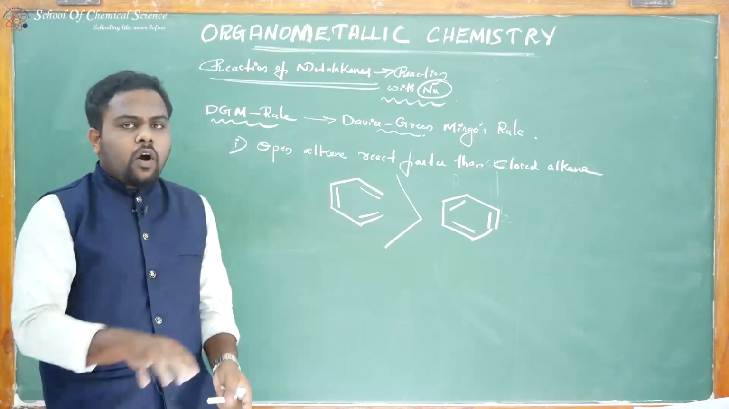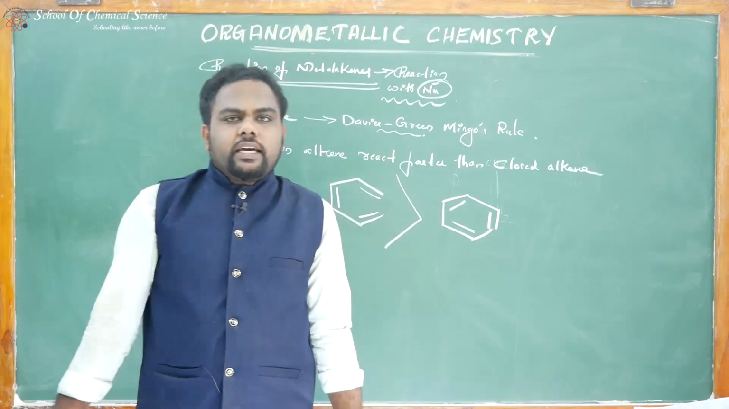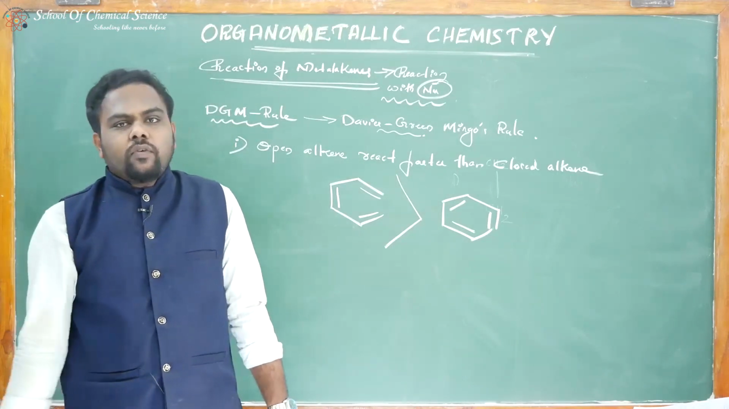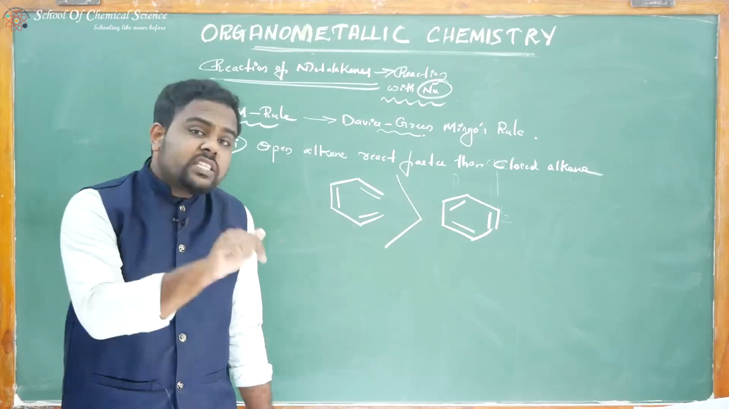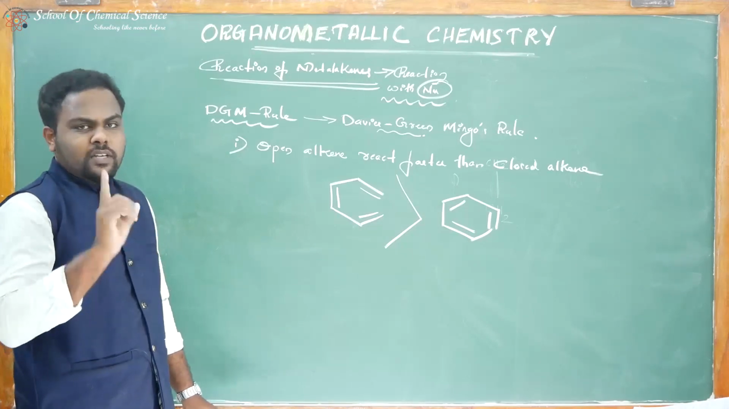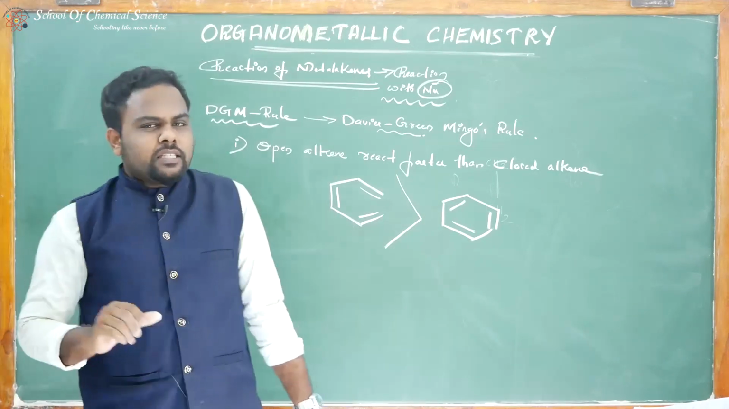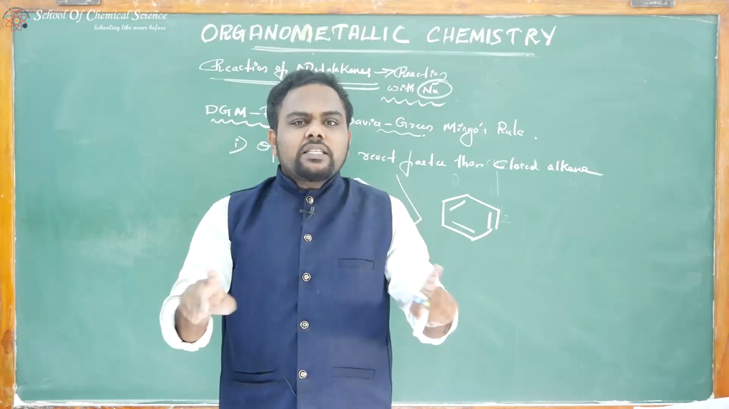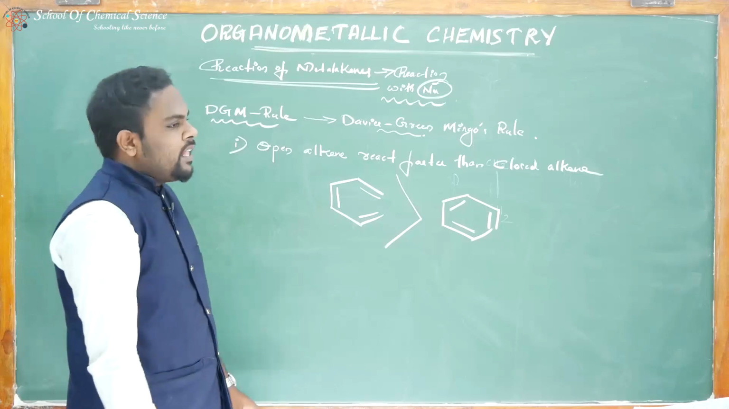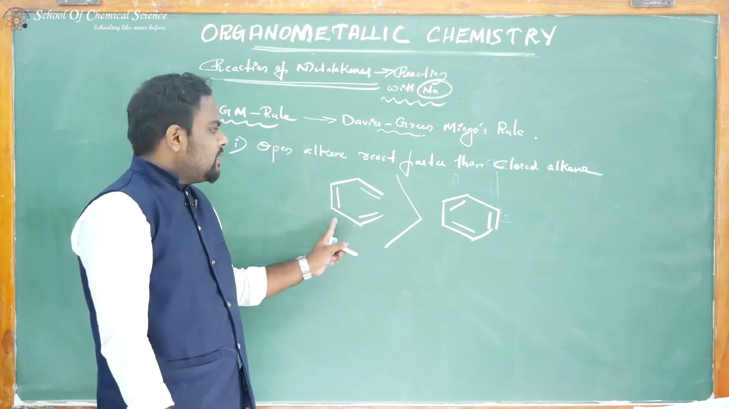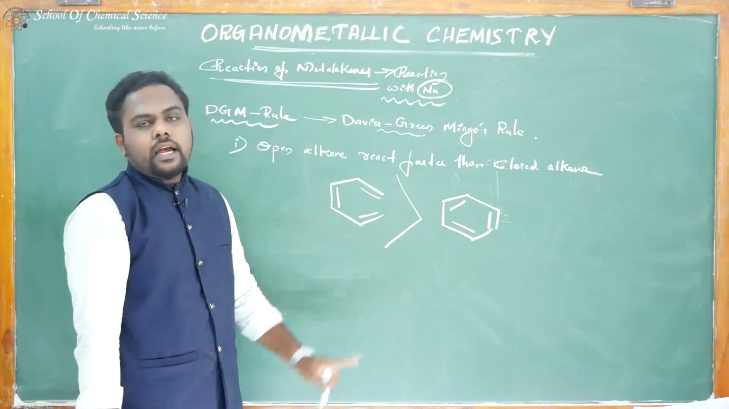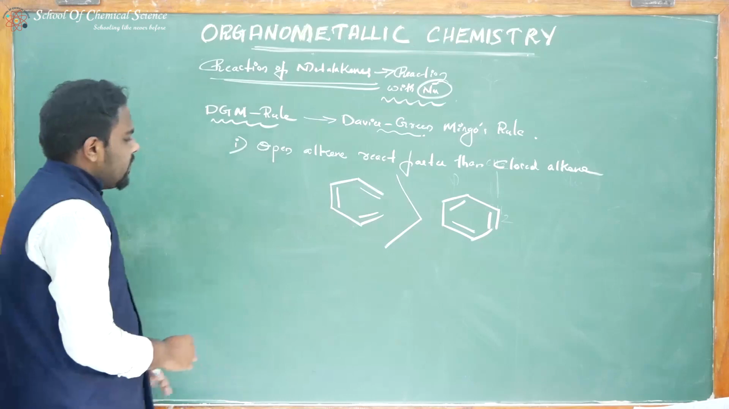So in your complex, 2 alkenes are there. You are reacting with a nucleophile. Which alkene will the nucleophile attack? Definitely the open alkene, so the open alkene is more reactive. Once again, an organometallic complex containing 2 alkenes is reacting with a nucleophile. One alkene is open, the other is cyclic. Definitely attack will be at the open alkene, which is more reactive.